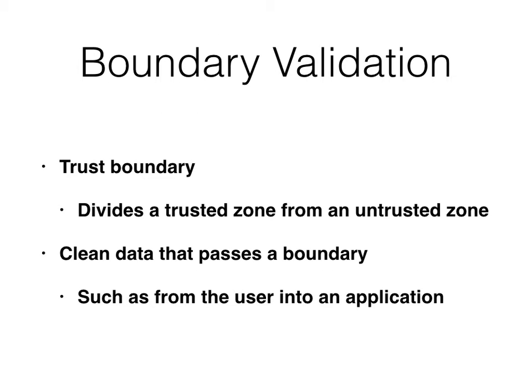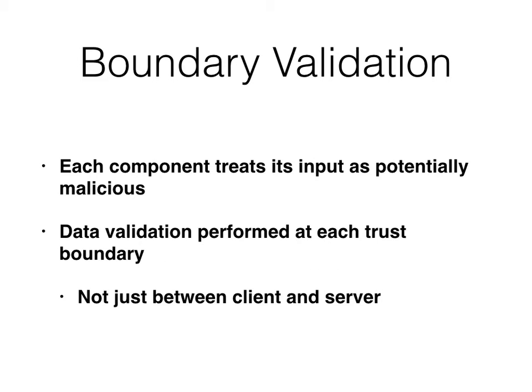Instead of having a trust boundary, you've got all kinds of trust boundaries. Every single app has data coming in that it can't trust, so it has to sanitize it, and then it has data going out that might be hurting somebody else. So each component treats its input as potentially malicious, and they validate it at each step coming in and out.